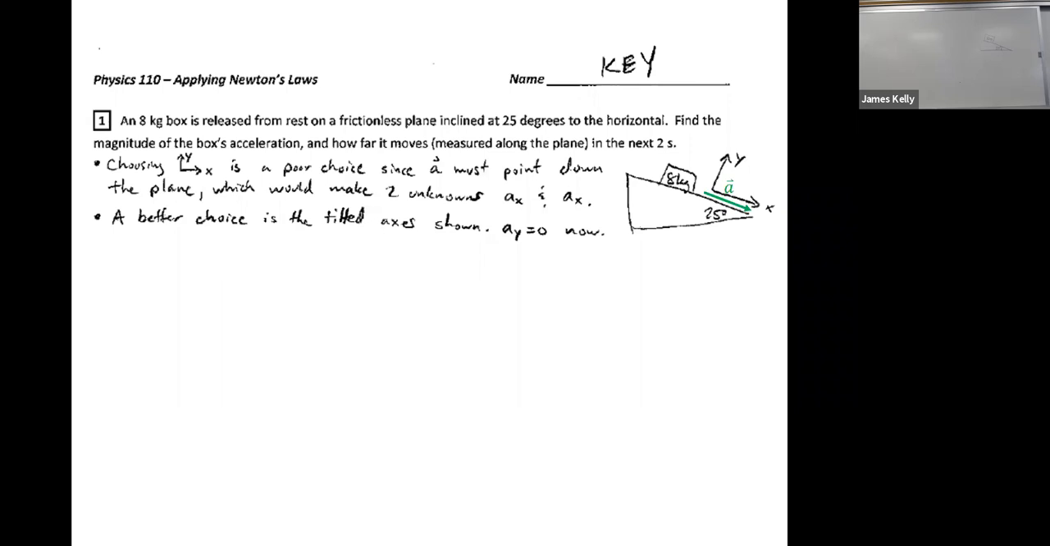So here's what happened. Free body diagram. Of course, there's a normal force from the plane. If there weren't, this thing would just fall right through. And of course, there's a weight force.